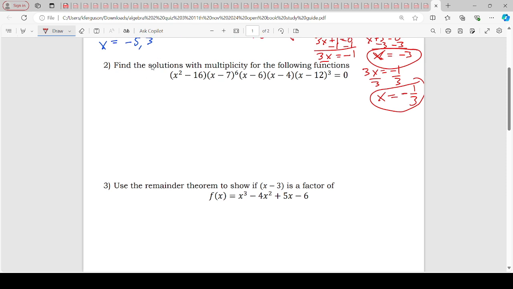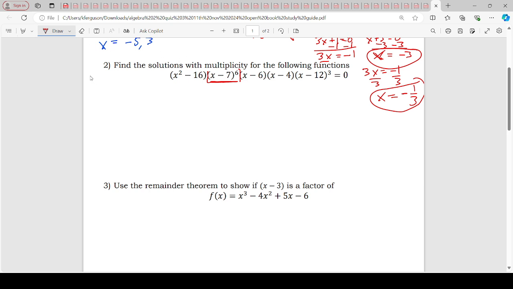So this next one, find the solutions with multiplicity. The first thing is you need to know what multiplicity is. So we talked about what multiplicity is. Can anybody tell me what multiplicity is? Just broken down simply, it is how many times your answer appears in your equation. There are a bunch of different, more technical definitions we could say, but that's the easiest one.